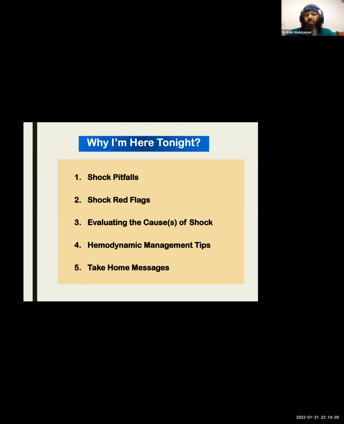I have some introductory slides about what I call shock pitfalls. And these pitfalls, most of us sometimes miss during the resuscitation of shock patients. Second, what are the common shock red flags before the patient develops shock? Three, how can you evaluate, either at the bedside with clinical tools or with investigations and workup, the cause or the causes of shock?